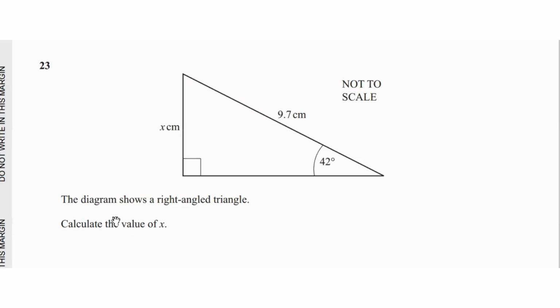Question 23 says diagram shows a right angle triangle. Calculate the value of x. So this is a right angle triangle, and when they've given us an angle and one of the lengths, and they want us to find a missing length, we go for SOHCAHTOA. Now for SOHCAHTOA, we need to see what information is given. We have an angle, yes. We have the hypotenuse, and they're asking us to find the opposite.